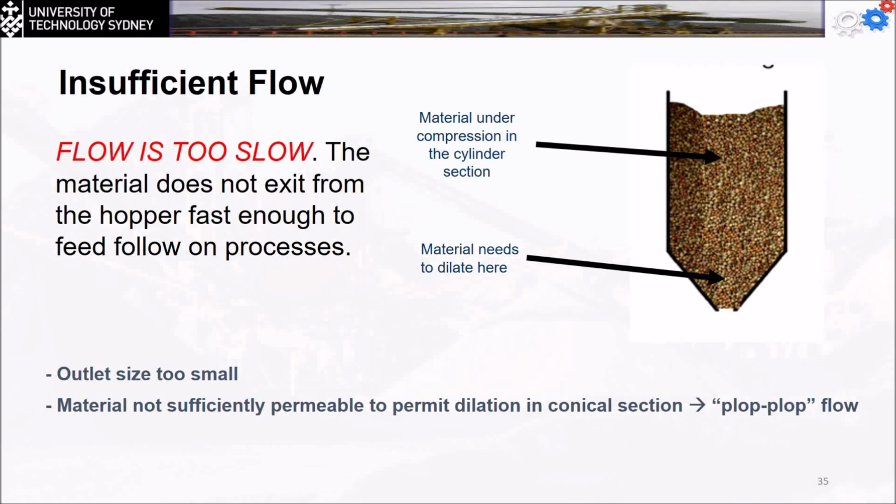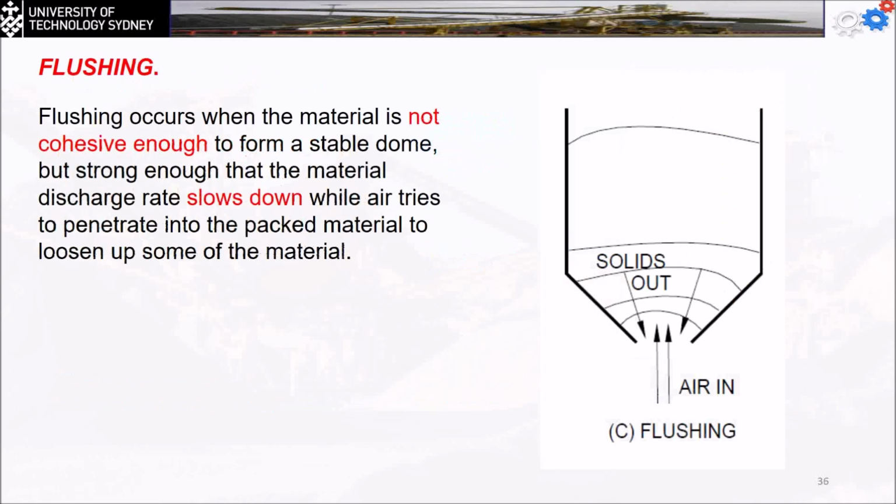The flushing problem, usually we have the emptying device, and in this case, it's trying to send air backward to the system. This is one of the main problems, and usually occurs in pneumatic systems. We're going to learn about that in week 5. So the flushing will occur when the material is not cohesive enough to form a stable dome, but it's strong enough that the material is discharged slowly while the air tries to penetrate into the packed material to loosen it up.